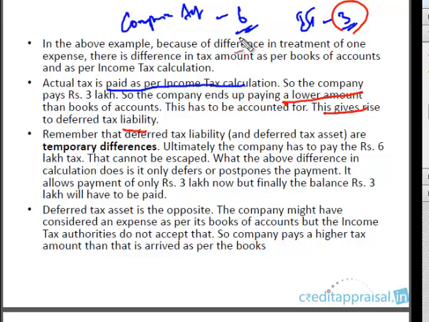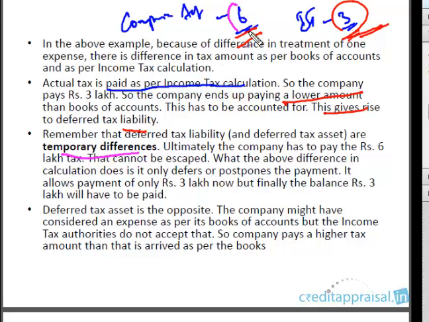So here the Companies Act is saying you have to pay 6 lakhs, whereas the Income Tax Act is saying only 3 lakhs. And since the company has to oblige the income tax department, whatever it says is correct, it has to pay. So it ended up paying 3 lakhs. But as per the books of account, it is 6 lakhs. So somehow you have to account for the difference. The difference is 3 lakhs. We are going to see the calculation shortly, but at the outset please remember that deferred tax liability is a temporary difference.